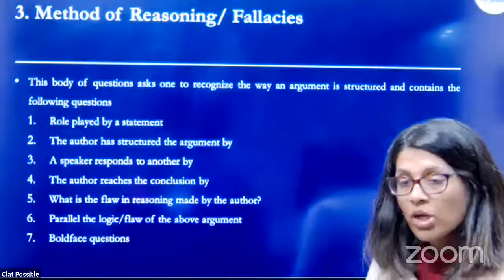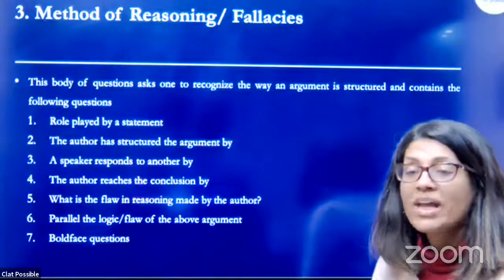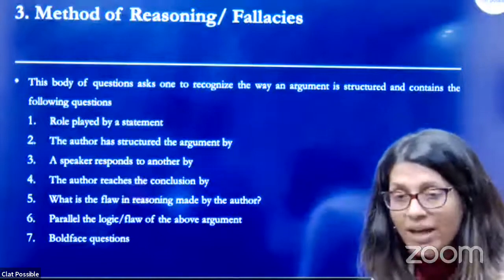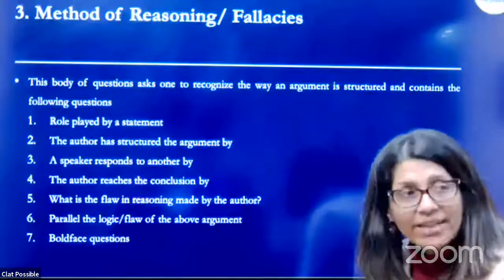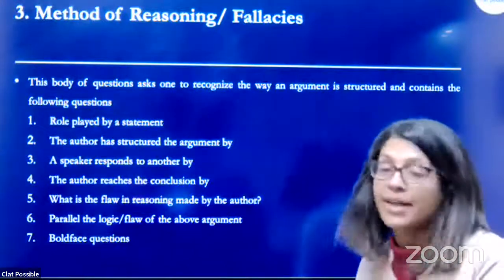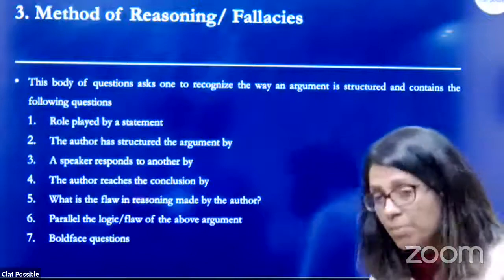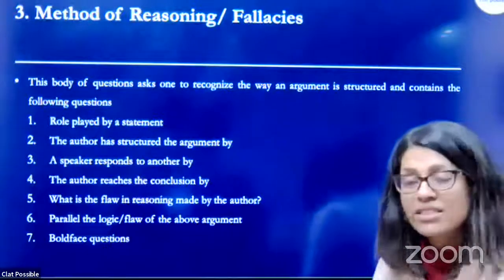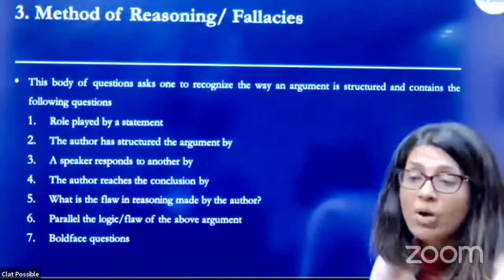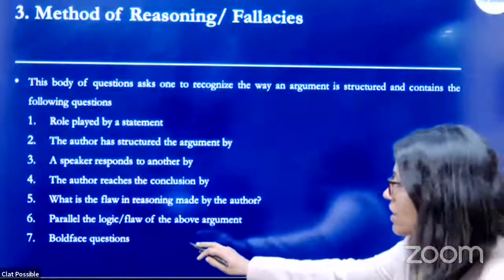Right? So when we do this question type, we have to do classes on it, number one. And number two, once you know the technique, then maybe these questions become easy because you are able to recognize the technique. So some people find method of reasoning questions fairly simple. That is because after classes, they are confident that they will be able to answer those questions. Right? I'll show you what bold-faced questions are.